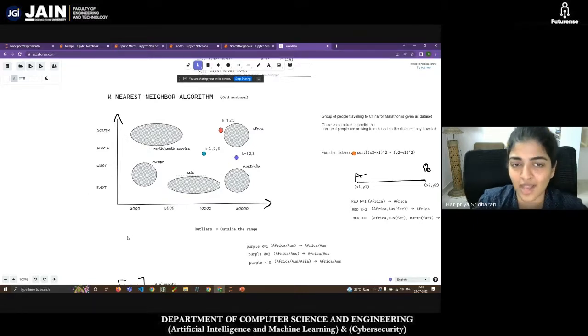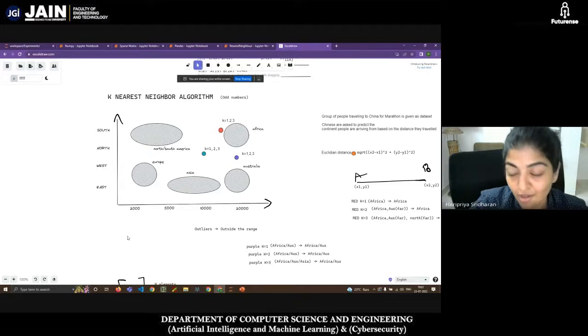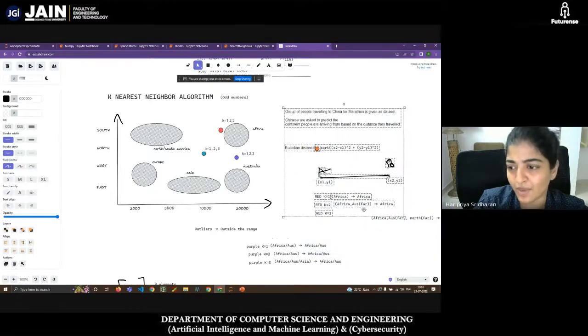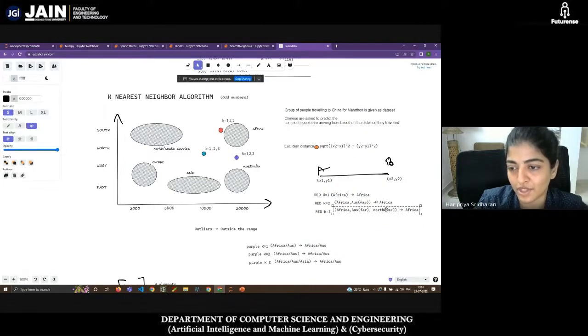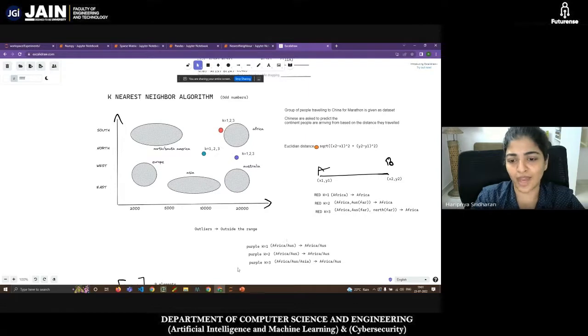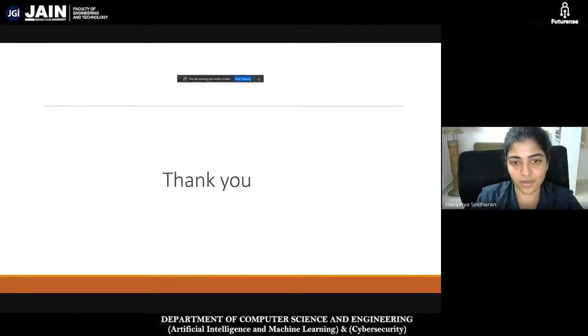So yeah, this is one algorithm that we use for finding the nearest neighbor, and it's very popularly used in machine learning as well. So yeah, I'll pause here. Maybe you guys can ask questions if you have anything.